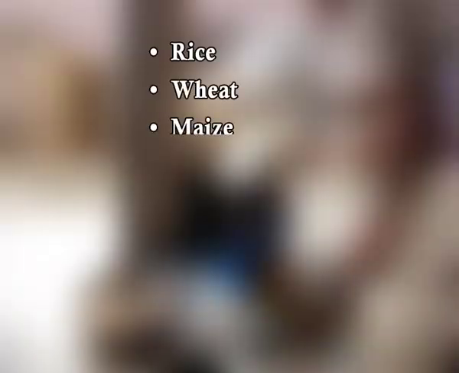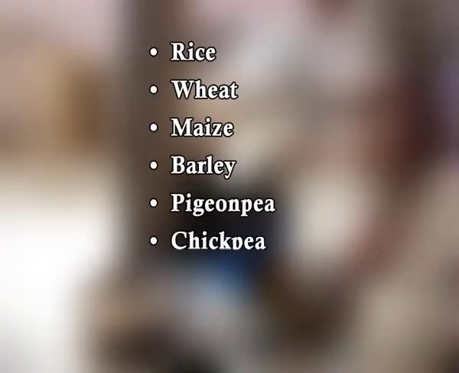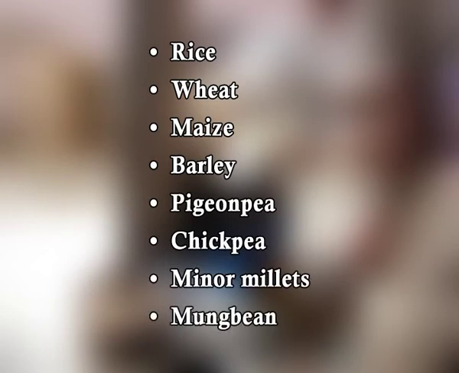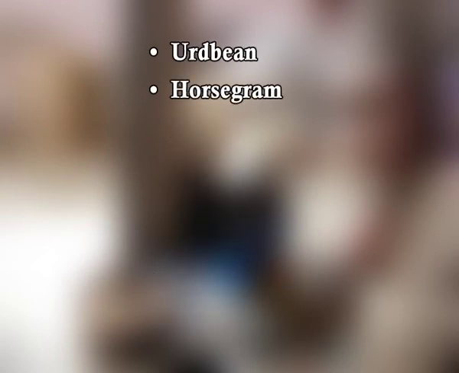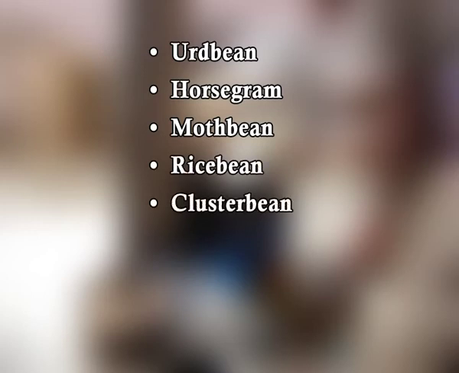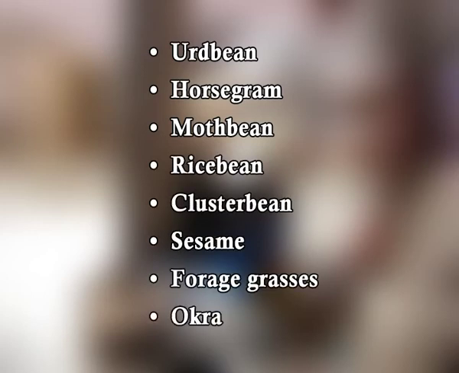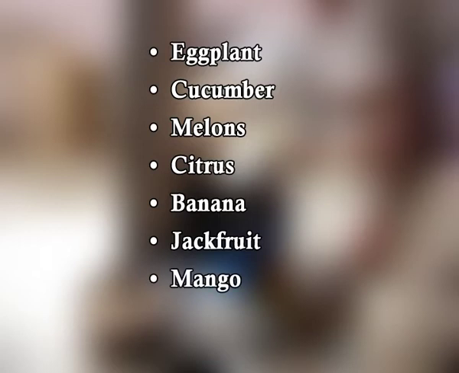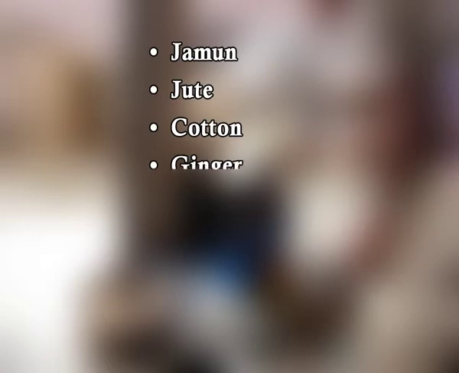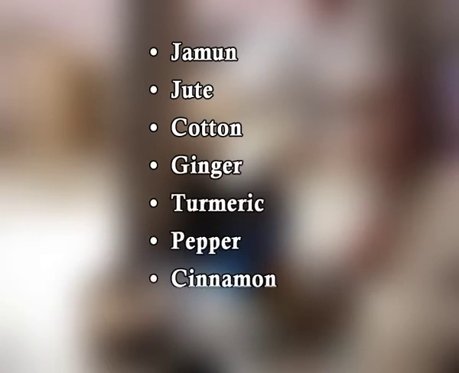Crops in which rich diversity occurs in the country include rice, wheat, maize, barley, pigeon pea, chickpea, minor millets, mung bean, urd bean, horse gram, rice bean, cluster bean, sesame, forage grasses, okra, eggplant, cucumber, melons, citrus, banana, jackfruit, mango, tamarind, jamun, jute, cotton, ginger, turmeric, pepper, cinnamon, and cardamom.